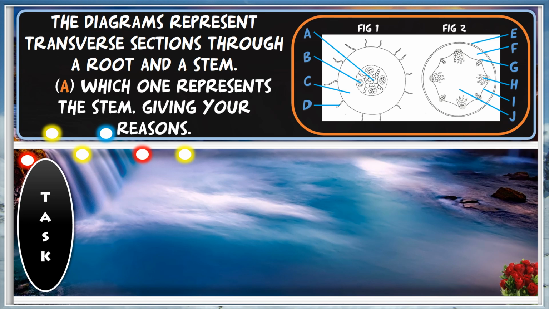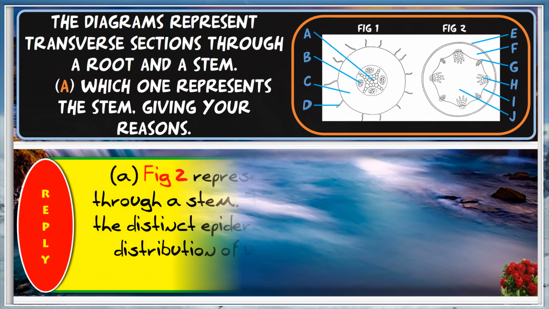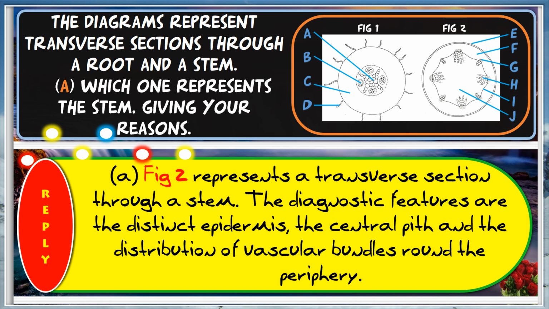Part B, still part A. Which one represents the stem? Giving your reasons. Part A, figure 2 represents the transverse section through a stem. The diagnostic features are the distinct epidermis and the central pith, and the distribution of vascular bundles around the pith.